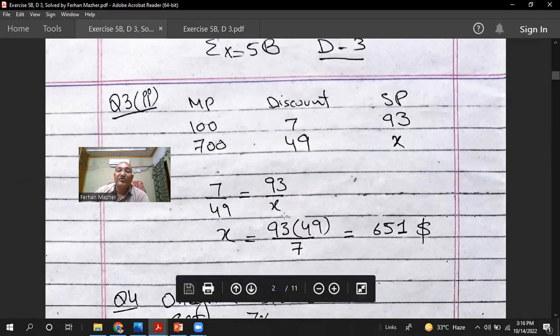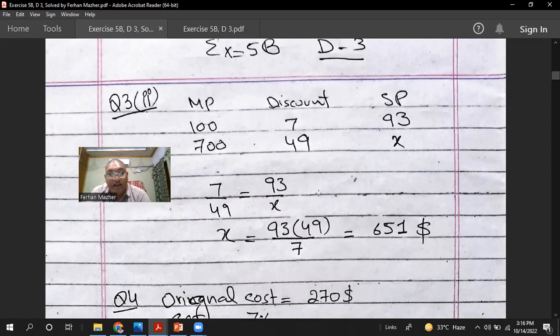So x will be equal to 93 multiplied by 49 divided by 7, and that will give you $651. The other method is to use the mark price and the actual discount. So sale price is mark price minus discount, 100 minus 49, and that will be $651. So these are two methods. You can adopt any one which you like.